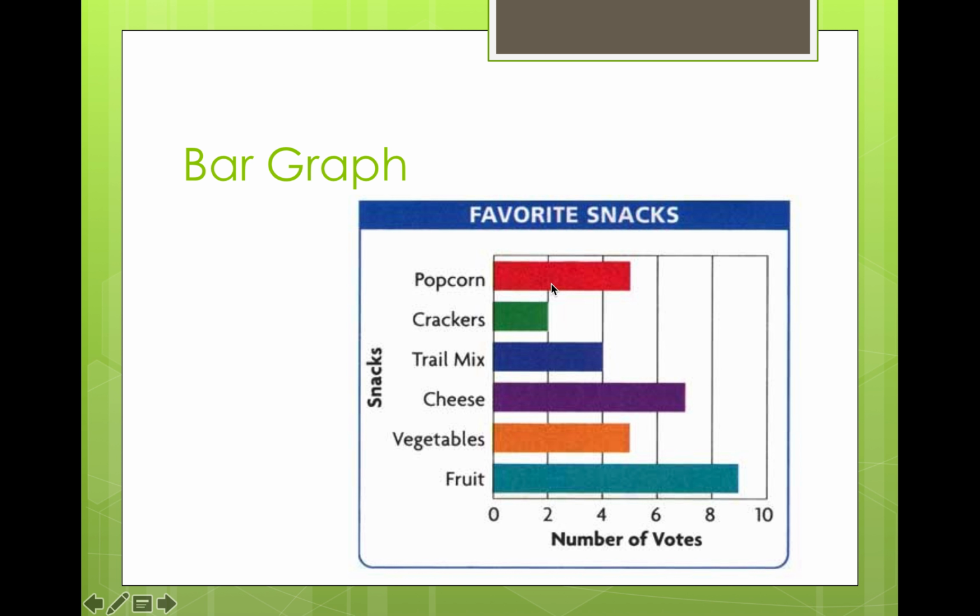Bar graphs, I've got these going horizontal, but you could turn it the other way and have the snacks down the bottom and have vertical. The orientation isn't really important.